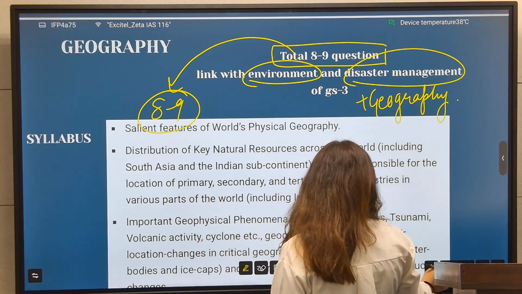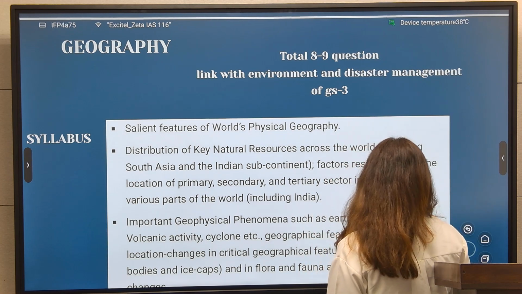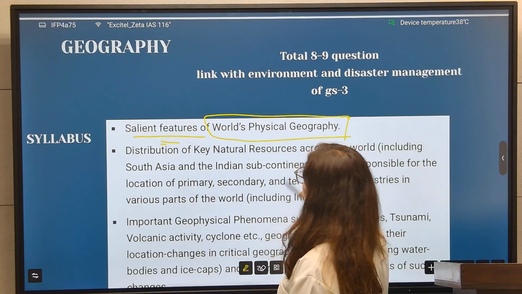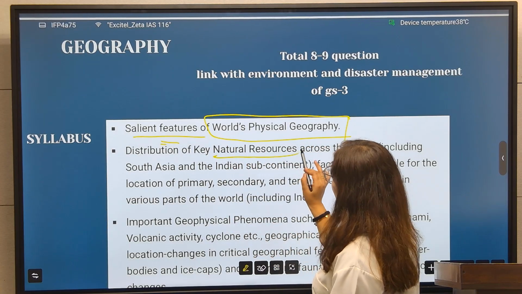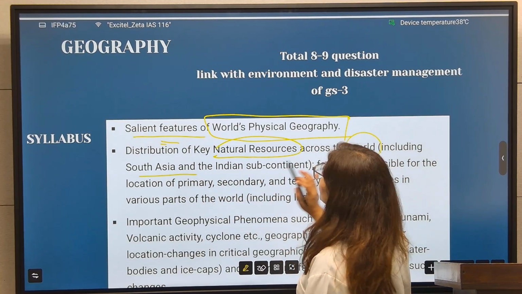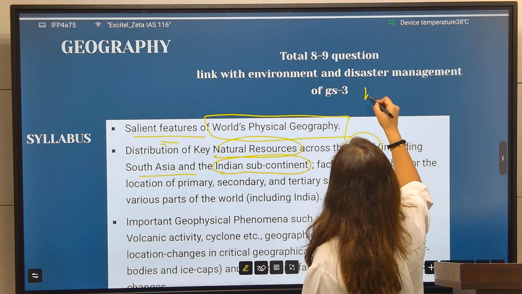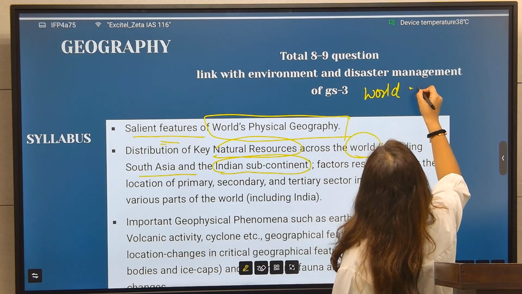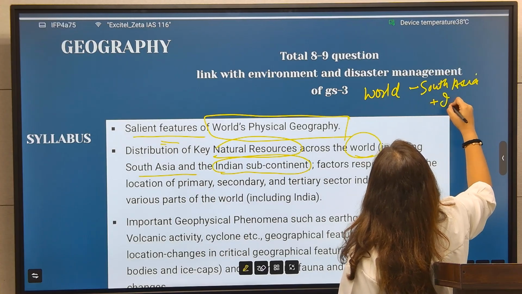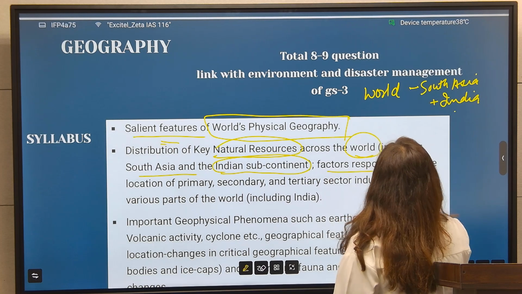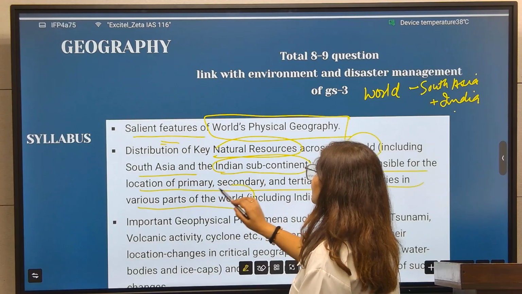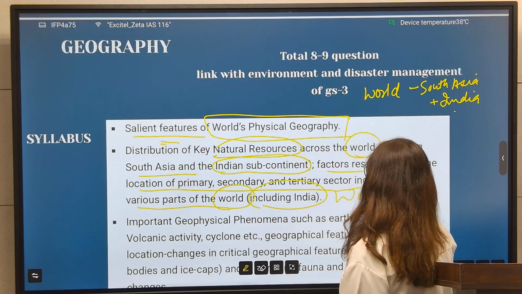So what is the syllabus of geography? First, salient features of world physical geography. Second, distribution of key natural resources across the world, including South Asia and the Indian subcontinent. So world, including South Asia, plus India. Factors responsible for the location of primary, secondary, tertiary sector industries in various parts of the world, including India. So world plus India.